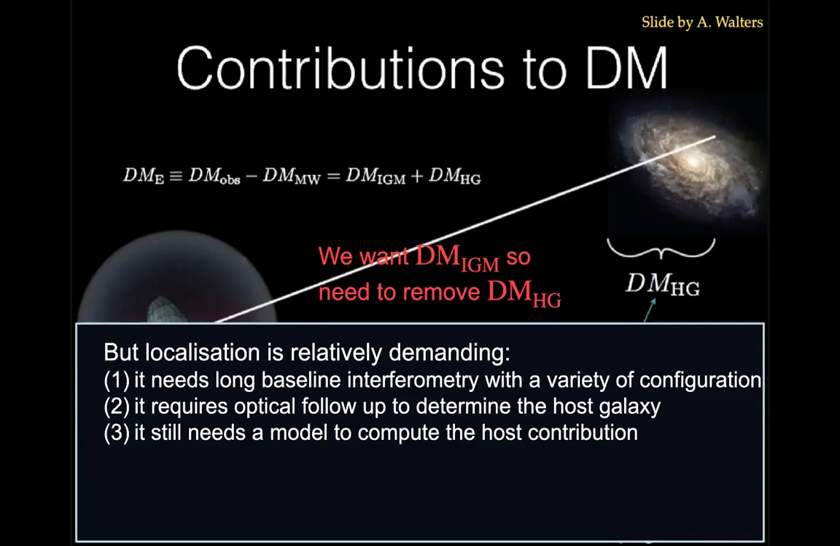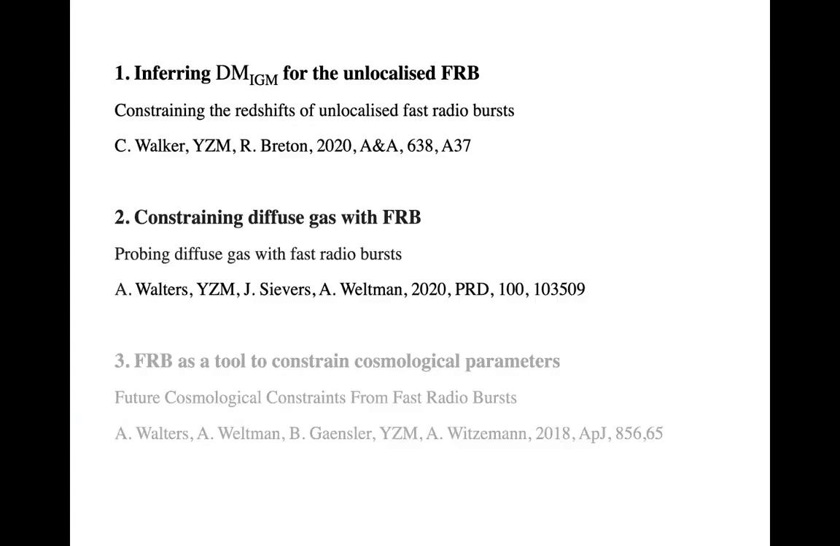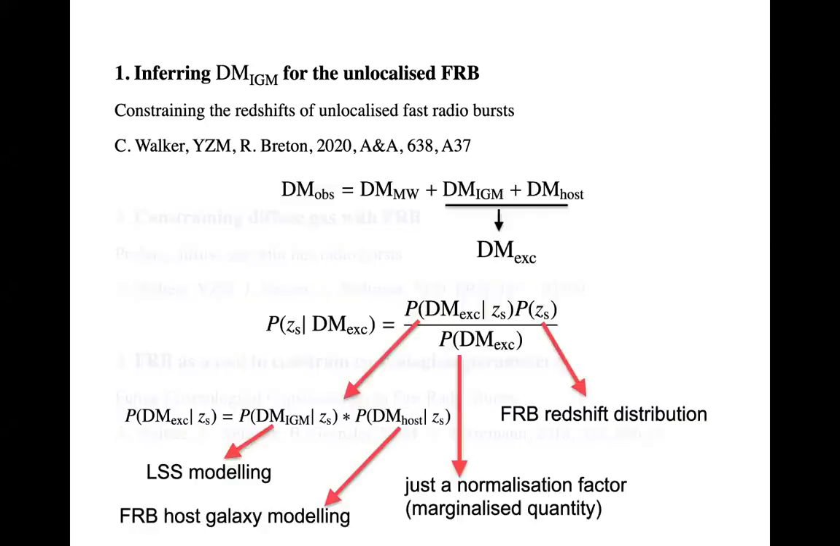On the other hand, localization is relatively demanding, because it needs long baseline interferometry with a variety of configurations and requires optical follow-up to determine the host galaxies. And you still need a model to compute the host contribution, different orientations, and so on. Recently there's an ASKAP paper published in Nature showing how they do this. But for the majority of FRBs, we don't know the host galaxy. Can we still somehow decompose it from the total extragalactic DM? This is a paper I've been doing with Charlie Walker and Renee, and Tony later did some forecasts of constraining diffuse gas with FRBs.